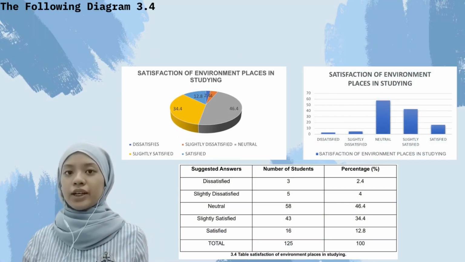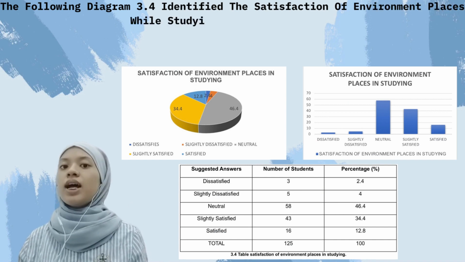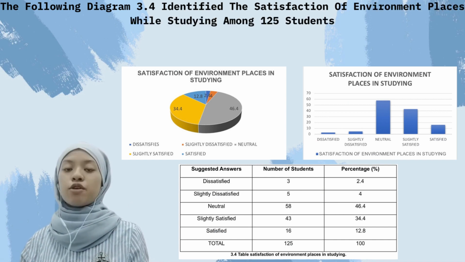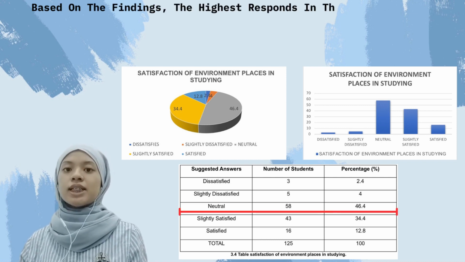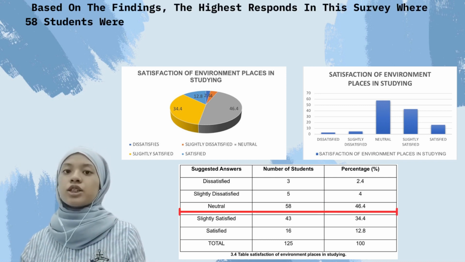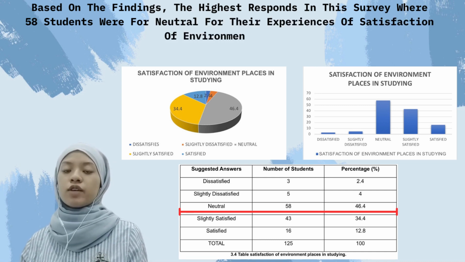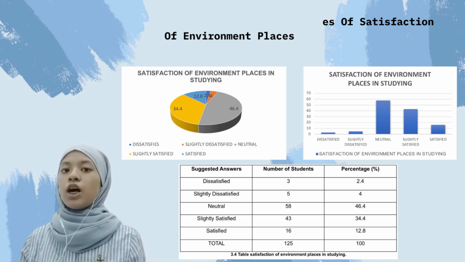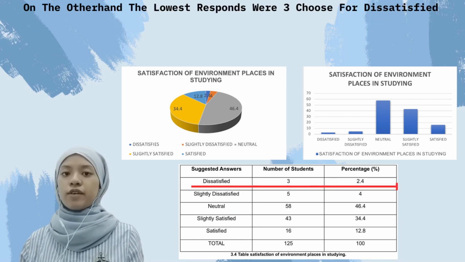The following diagram 3.4 identifies the satisfaction of environment places while studying among 125 students. Based on the findings, the highest response in this survey were 58 students for neutral for their experience of satisfaction of environment places. On the other hand, the lowest response were 3 who chose dissatisfied.